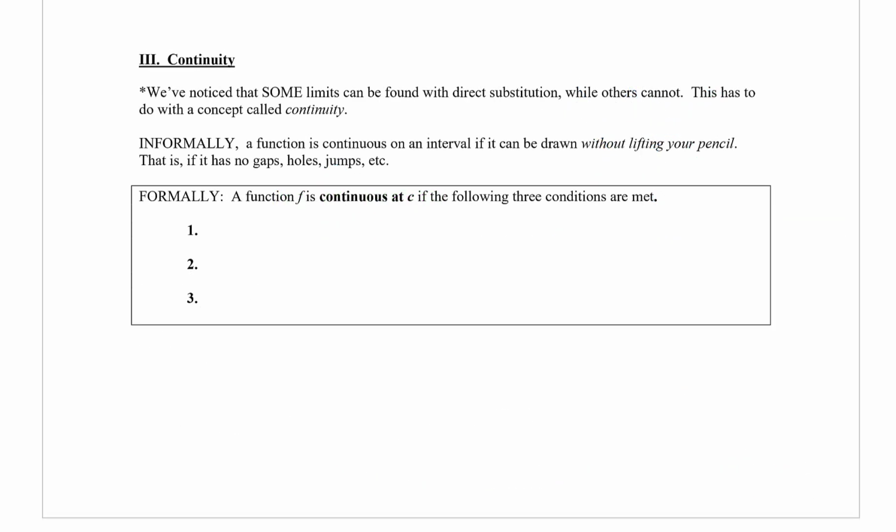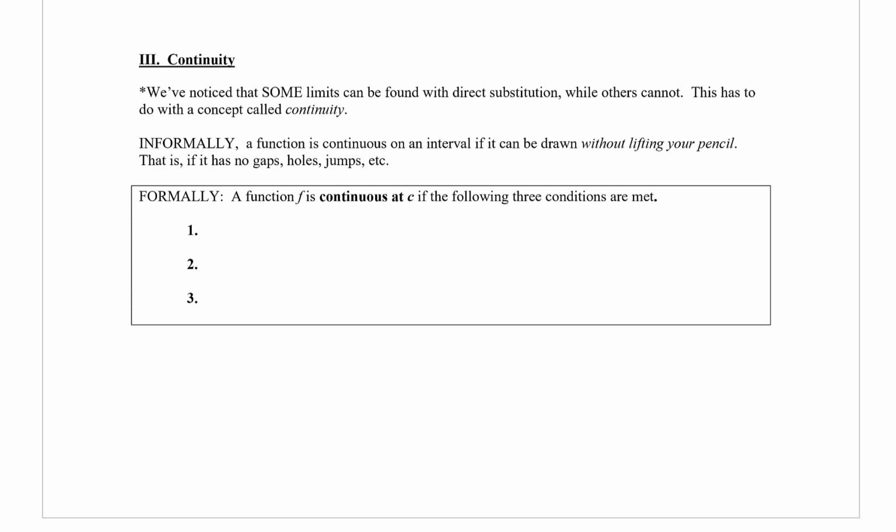Section 3 here, continuity. We've noticed that some limits can be found with direct substitution, while others cannot. This has to do with a concept called continuity. Informally, a function is continuous on an interval if it can be drawn without lifting your pencil, that is, if it has no gaps, holes, jumps, etc.